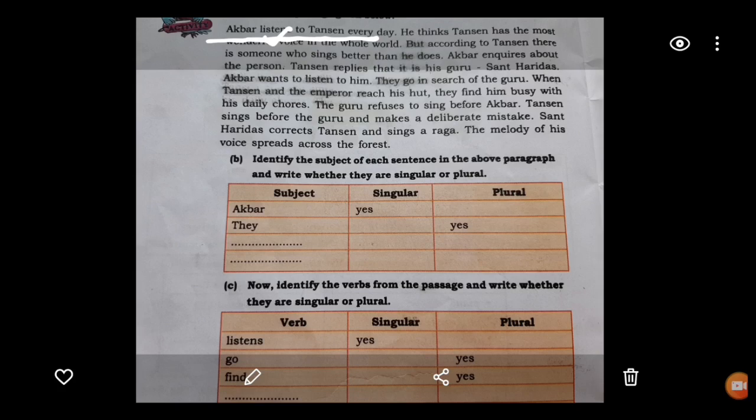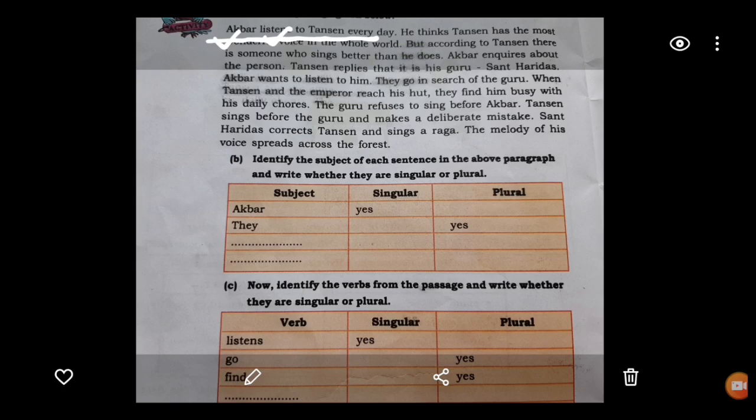Why we used s with the verb listen? ലിസൻ്റെ കൂടെ എസ് ചേർത്തത് എന്തുകൊണ്ടാണ്? അതറിയണമെങ്കിൽ നമ്മൾ എന്ത് ചെയ്യണം? You just look at the subject. Who has done that activity? ആരാണത് ചെയ്തുകൊണ്ടിരിക്കുന്നത്? Yes, Akbar. Now Akbar is singular or plural? Yes, only one person, that is singular. If it is singular, we may add s. So listens. അതുകൊണ്ടാണ് ലിസൺസ് എന്ന് വന്നത്.